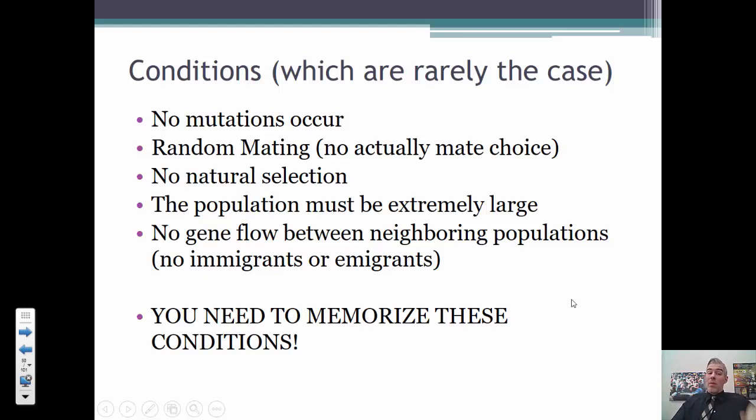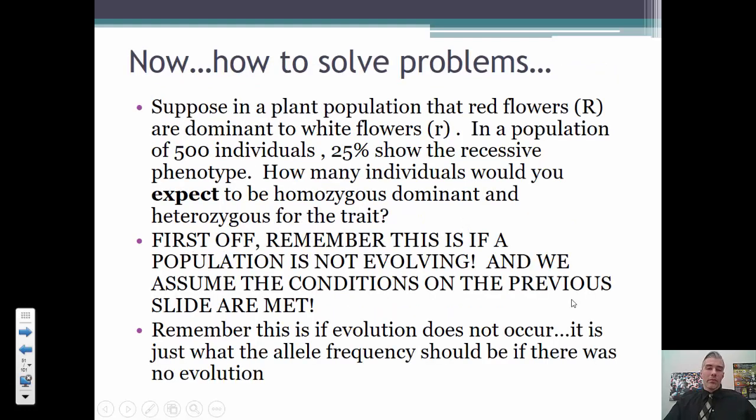Okay? So you have to actually memorize all of these conditions. Rarely will they make you say all 5 of them, but you should have at least several of them on hand. And it's anything that could affect allele frequency over the course of time. All right, so now we're going to talk about how we solve these actual problems.